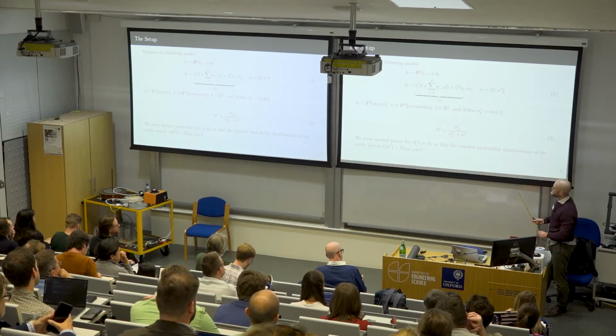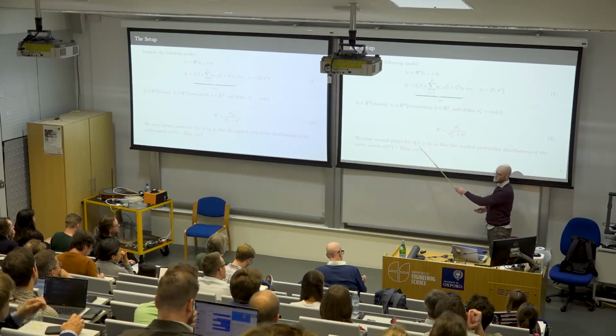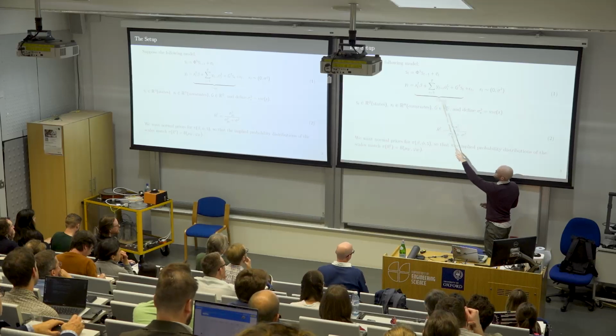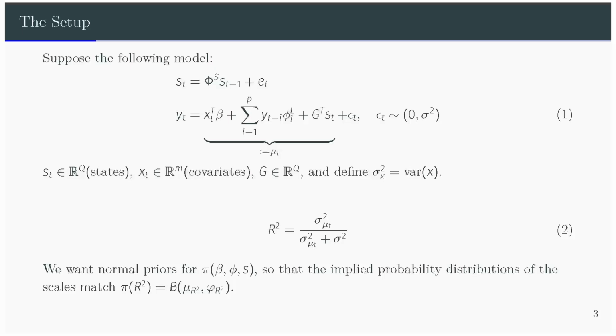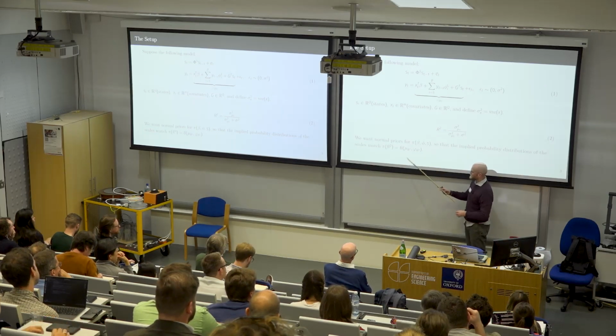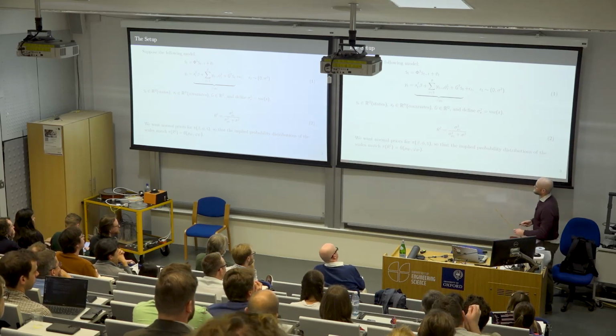And what we want to do is assume that we set normal priors for the coefficients appearing in what's called the observation equation, so the betas, the phis, and the states. How can we formulate the scales of these priors such that they imply a certain prior knowledge on the R squared? And then we want to encapsulate the information on the R squared with a beta distribution because it's naturally defined over 0, 1.